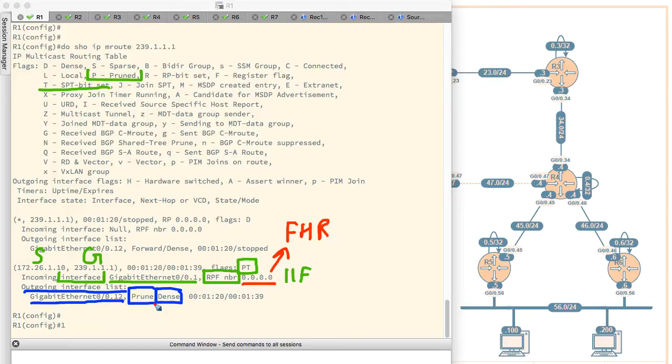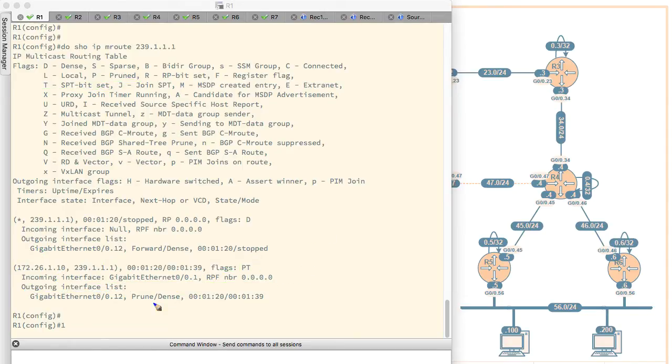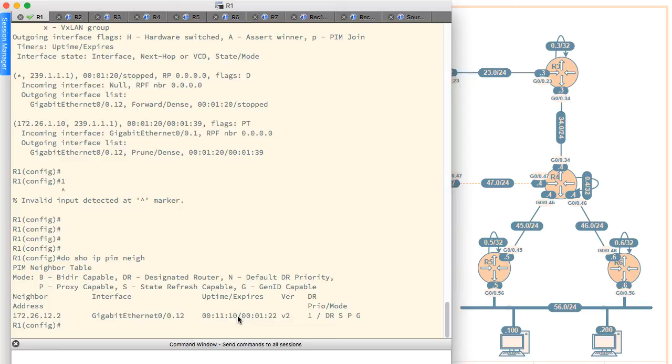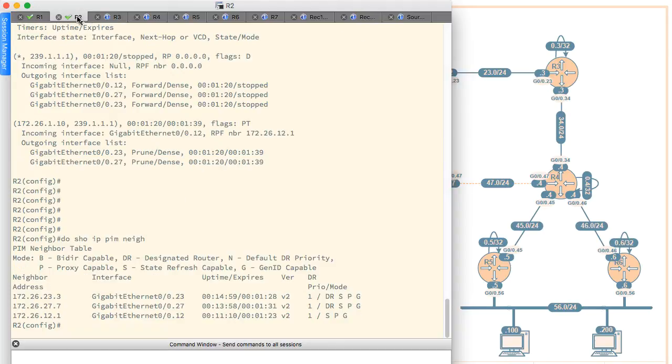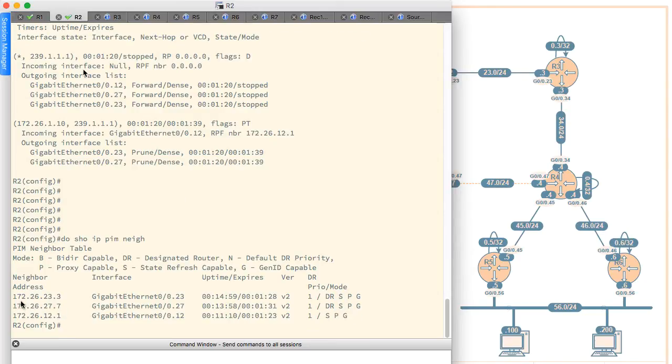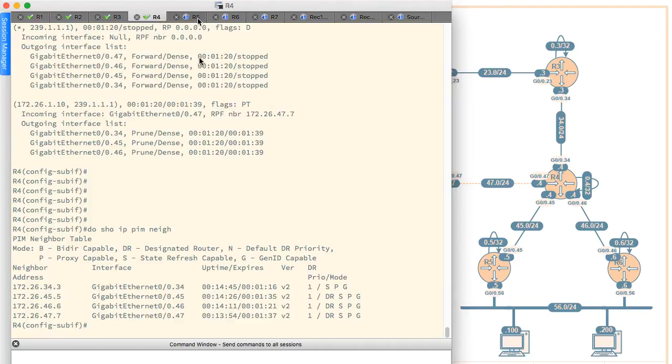Now, one thing that I neglected to do was to show you the PIM neighbors command. So let's go ahead and quickly look at the show ip pim neighbors command. So all of these routers should be neighbors on their respective interfaces. So as you can see, R1 is a neighbor with R2. R2 has neighborships with R1, R7, and R3. And so on and so forth. So you would see that the neighbors are coming up.